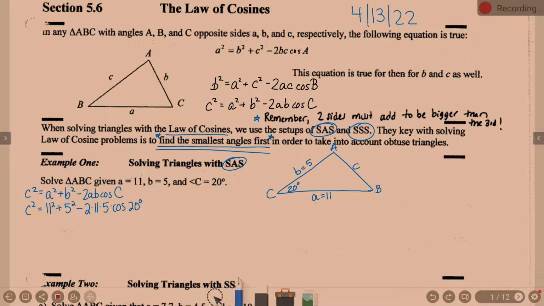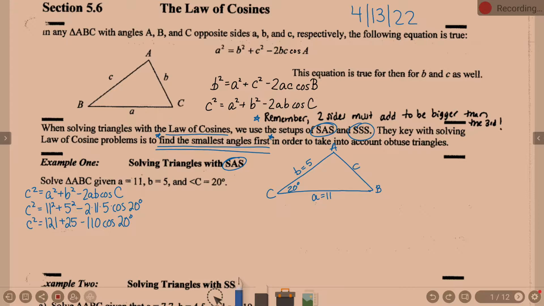Let's see. c squared is going to stay c squared. 11 squared is 121. 5 squared, 25. 2 times 11 times 5, so minus 110 cosine 20 degrees. That was just basic math. There's one more cleanup step I could do right now. What can I add and subtract? I can add 121 and 25. Can I subtract 110? Yes, attached.